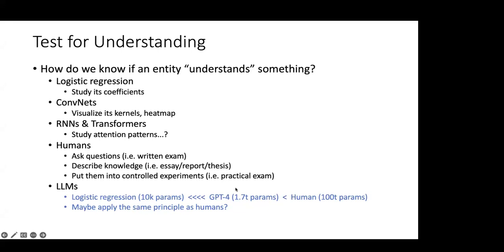GPT-4, based on the leaked information, has 1.7 trillion parameters. So based on the number of parameters, GPT-4 sits way closer to human brains than its ancestor, which is logistic regression. So maybe, just being a bit provocative, maybe we should forget about studying its coefficients, params, or trying to visualize or study attention patterns. Maybe we just forget about all of that, and then just apply the same principle as we do to humans.